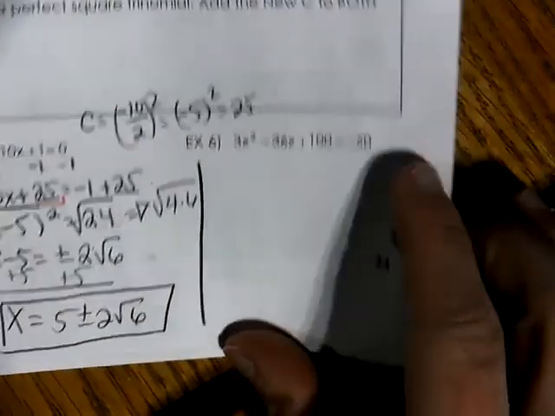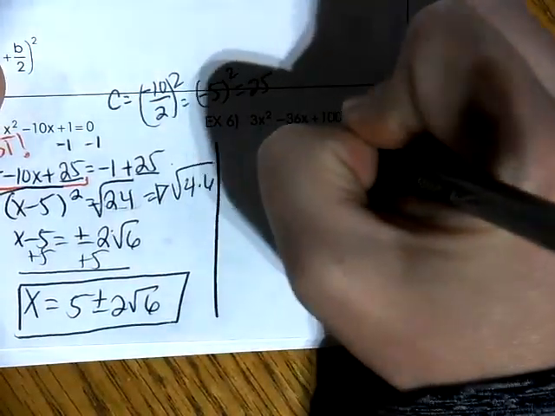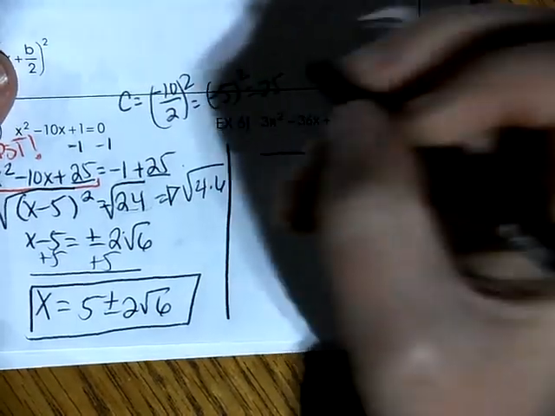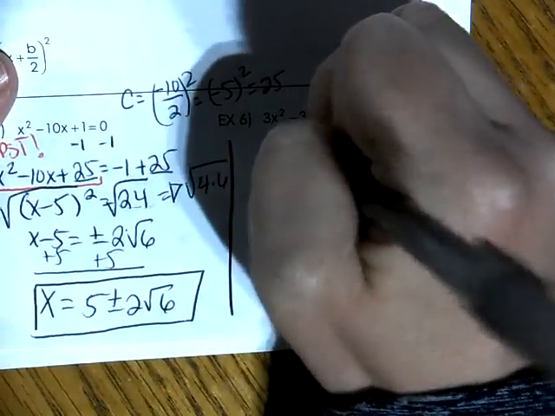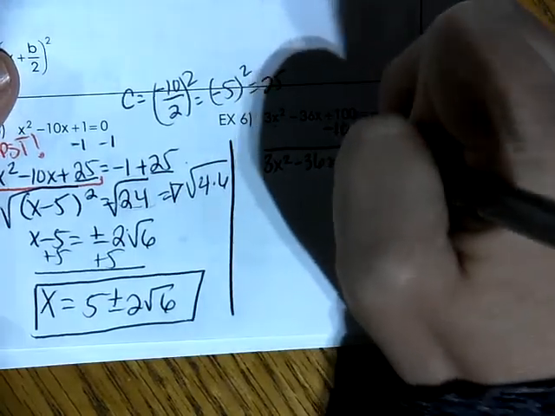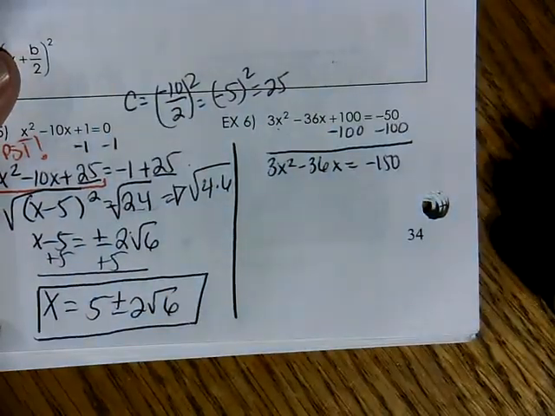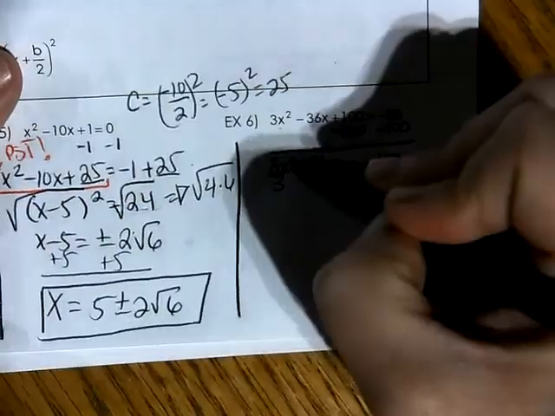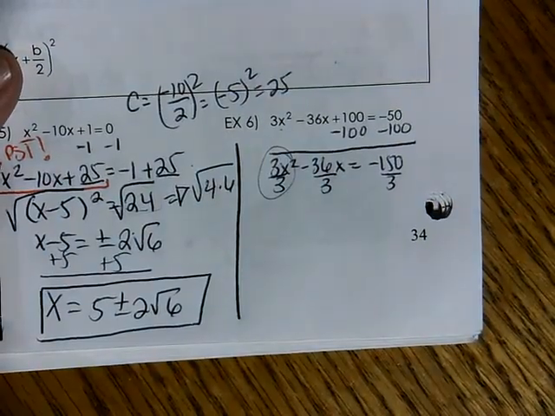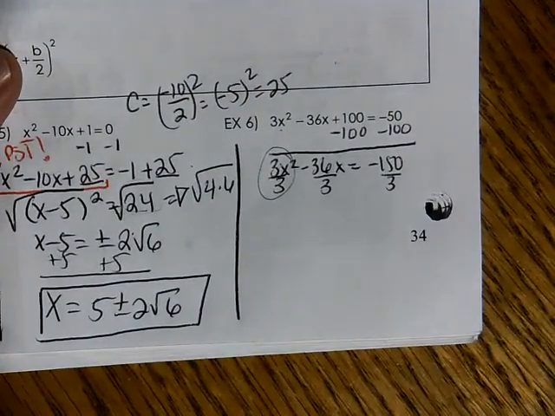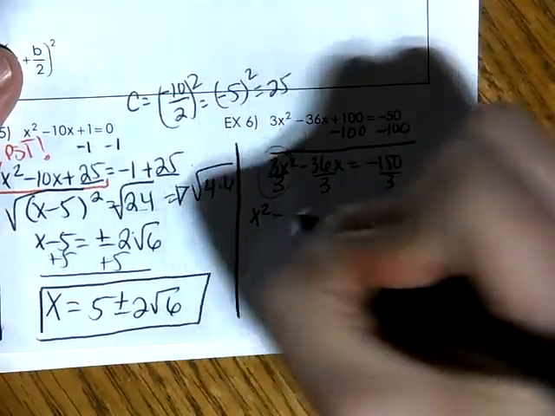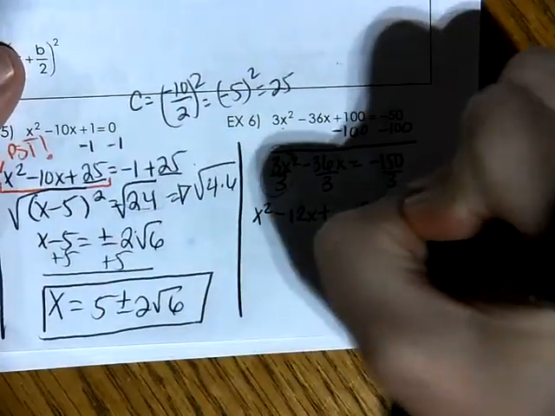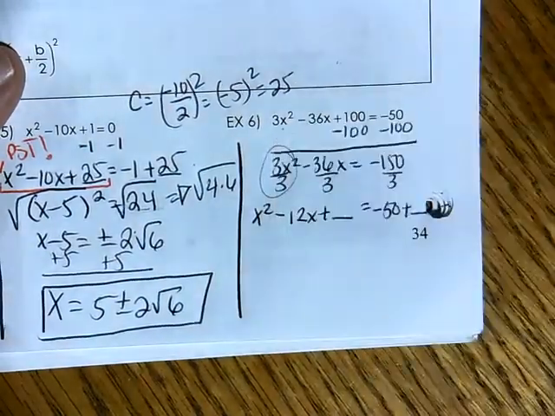So this is what I would recommend doing. First, subtract 100 on the other side. Get it into that form of ax squared plus bx. We end up with 3x squared minus 36x is equal to negative 150. Because this is an equation, what you can do is divide every single term by 3. The reason I'm going to do that is because I need that first term to be a positive 1 in order for me to complete the square. So this is now x squared minus 12x plus space for a new c equals negative 50 plus space for a new c value.